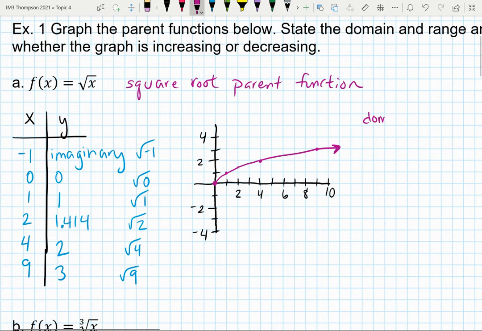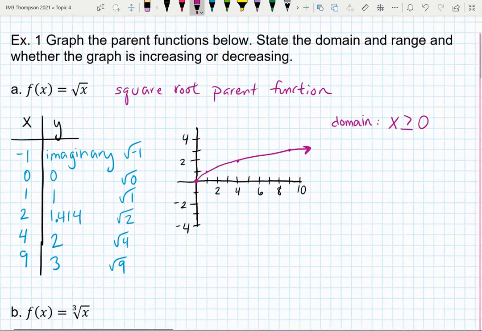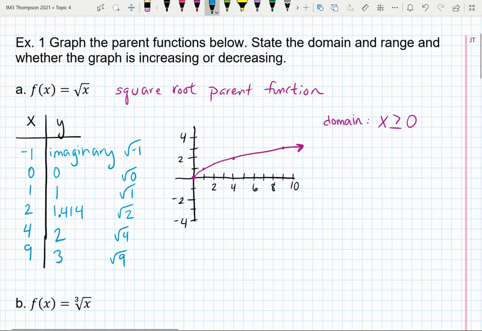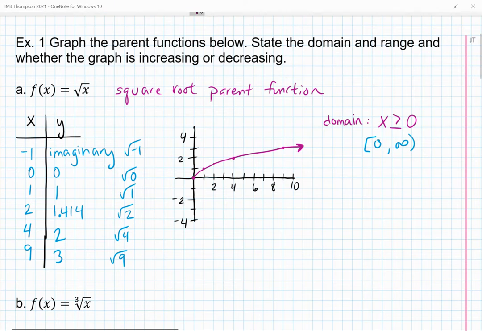Now there's different ways that we can write domain and range. I'm going to use inequalities here. So x is going to be greater than or equal to 0. If you were to write that in interval notation, you could write 0 to infinity. They're equivalent expressions, equivalent ways to describe it.